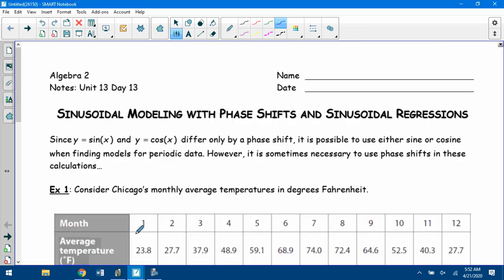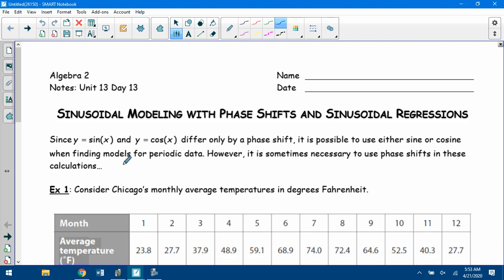Let's go to today's notes. So we're doing more sinusoidal modeling. It'll be some of the stuff you saw yesterday, but now you've got phase shifts in there, and we're also going to talk about regressions. All right, so the first thing we saw is what I just showed you. Since sine and cosine differ only by a phase shift, it's possible to use either sine or cosine when finding models of periodic data. However, it's sometimes necessary to use phase shifts in order to do that.